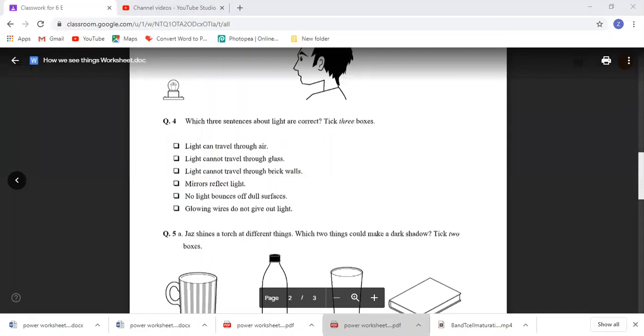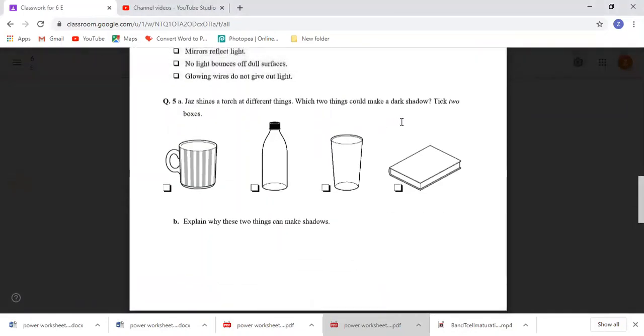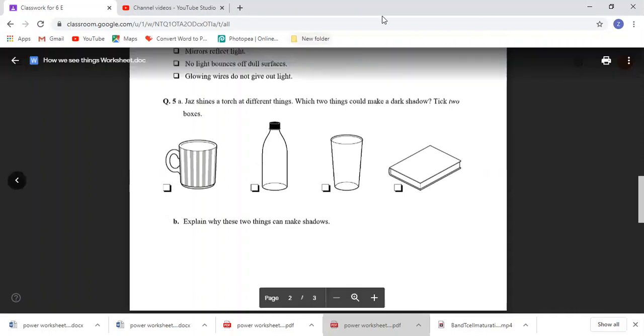Now question number 5 is, Jazz shines a torch at different things. Which two things could make a dark shadow? Tick 2 boxes, right? So remember that over here they're testing your concept of the formation of shadow. Remember, shadow forms because light travels in a straight line. And so basically, I'm going to show that to you.